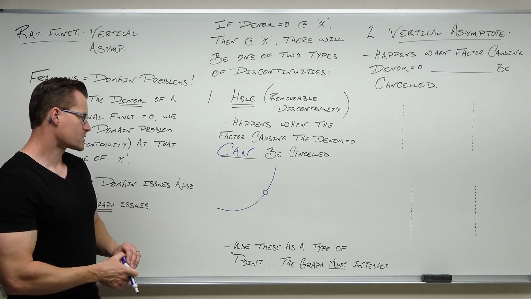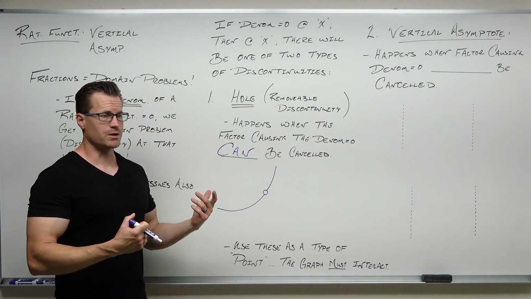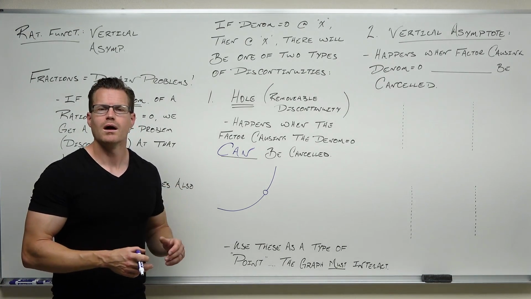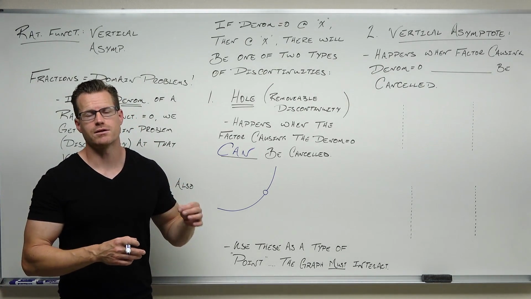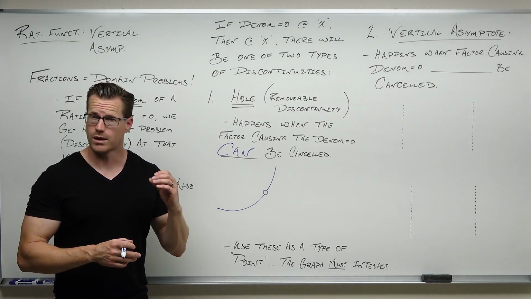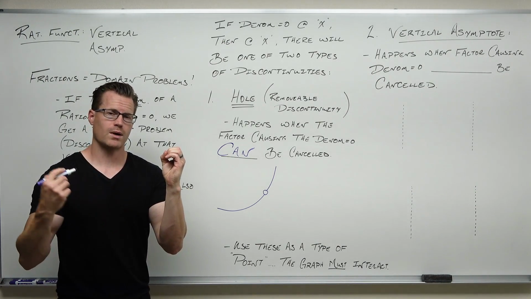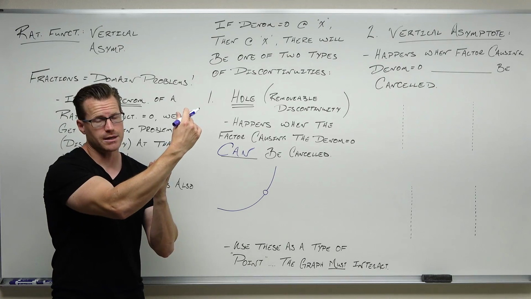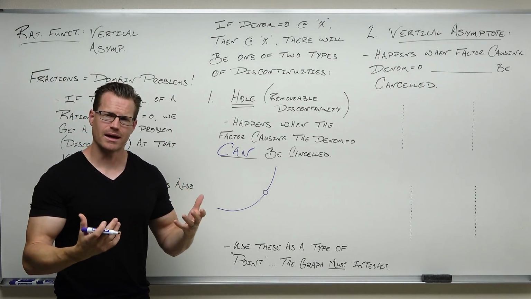Interesting. Actually these are really useful because we're going to use these as a type of point. I know the point's not there, but it is something that your graph has to interact with. So if we can find the location of a hole, we know the graph has to sort of touch it, not complete it, and leave it. So we're going to use it kind of like a point.